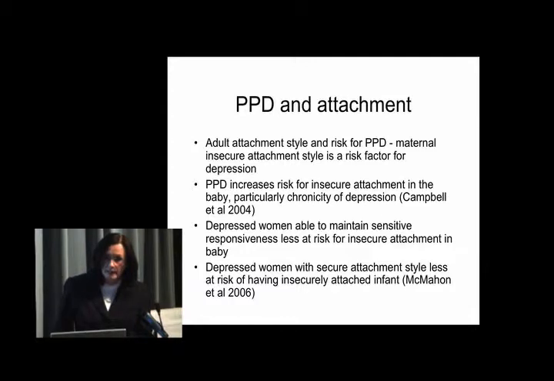And we know that adult attachment style is a risk factor for perinatal depression, insecure attachment increasing your risk. We also know that perinatal depression increases the risk for insecure attachment in the baby, and particularly the chronicity of the maternal depression. However, depressed women who are able to maintain a good, sensitive interaction with their baby, despite the presence of their depression, are less at risk of having an insecurely attached child. And we know that depressed women who themselves have a secure attachment style are less at risk of having an insecurely attached infant.